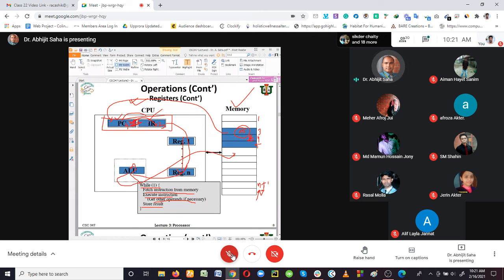The IR is placed at address 4, and the data operation B is sent into the execution unit. When it is executed, the result is sent to a new location and stored. When operation B is done, it looks for who is my next? So 4 plus 1, right?